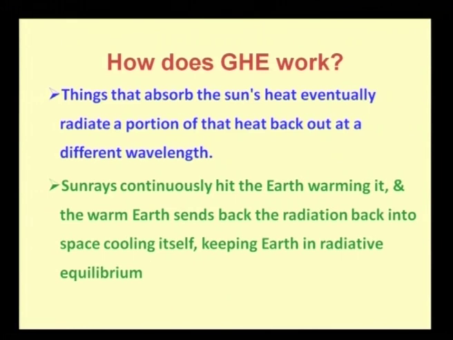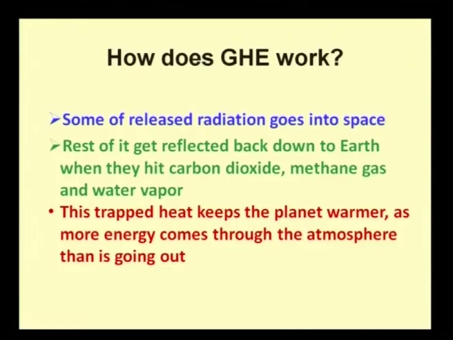Sun rays are continuously hitting the earth, warming it, and the warm earth sends back the radiation into space, cooling itself. Therefore it is a continuous process, and that maintains the temperature equilibrium of the earth. And now, some released radiation goes into space, and the rest of it is reflected back down to earth when it hits carbon dioxide.